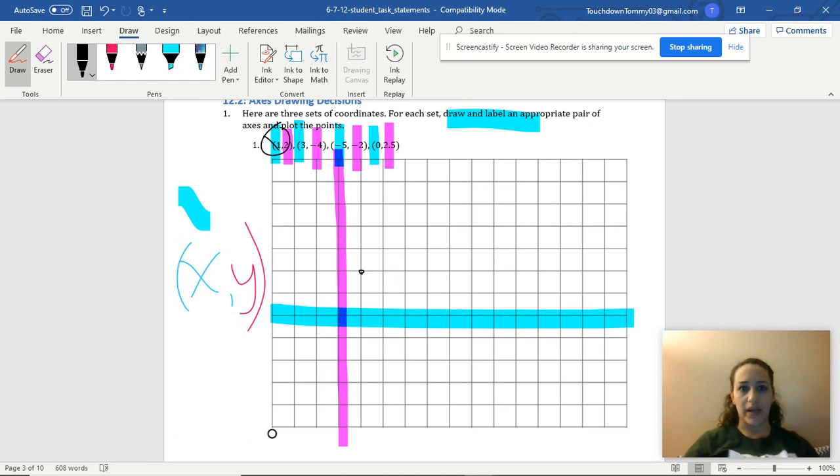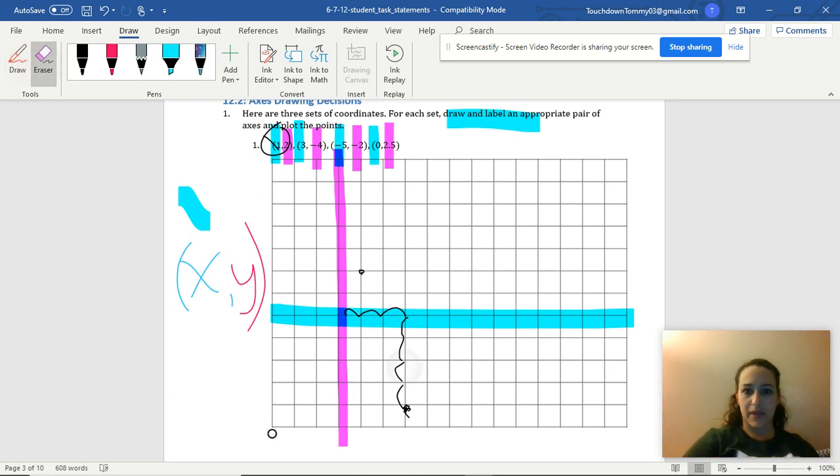Our second point, 3, -4. Okay, 1, 2, 3, -4. So down 1, 2, 3, 4. That's our second point, sitting right at that intersection. I'm trying to draw a dot. Yeah, that's a dot. We'll pretend that's a dot.